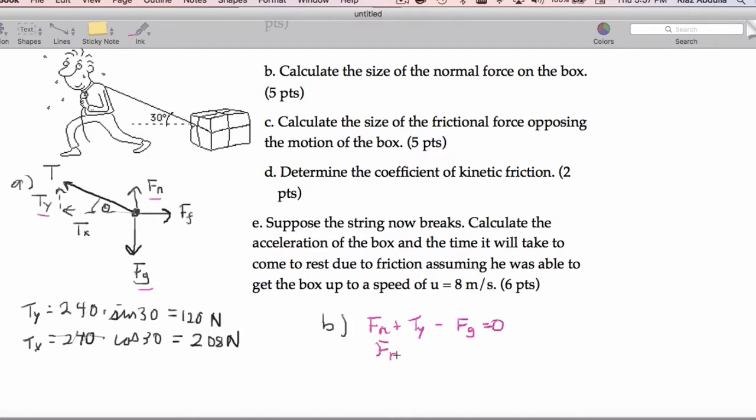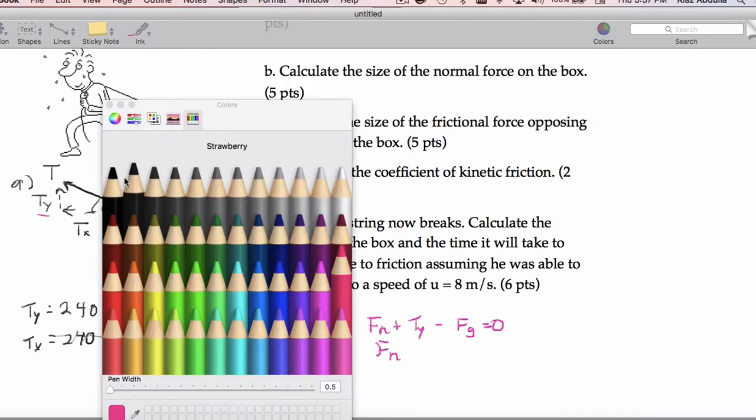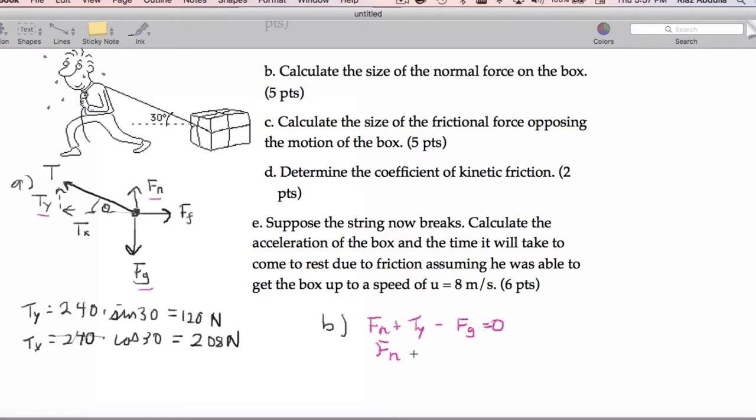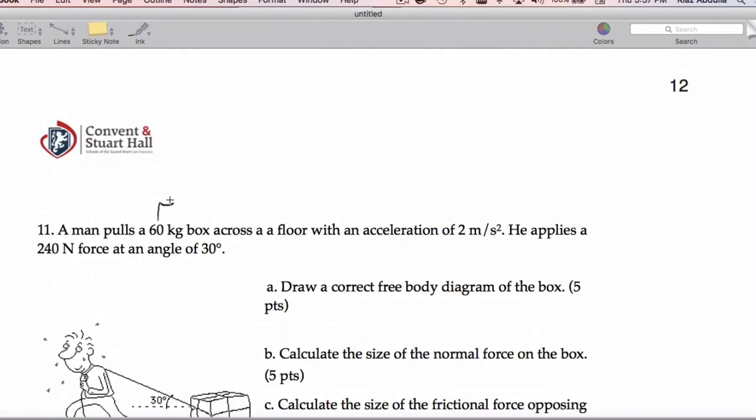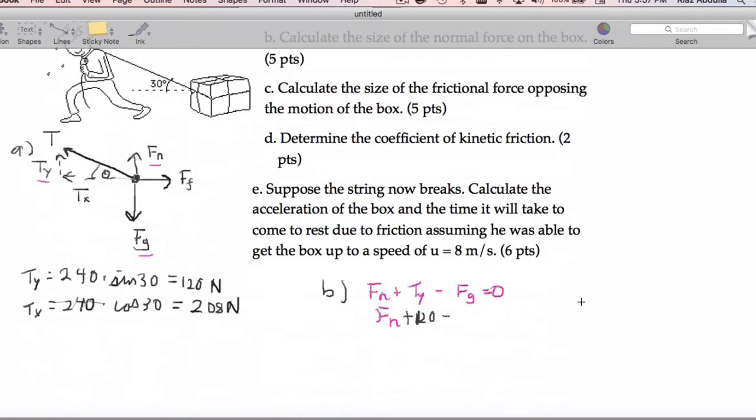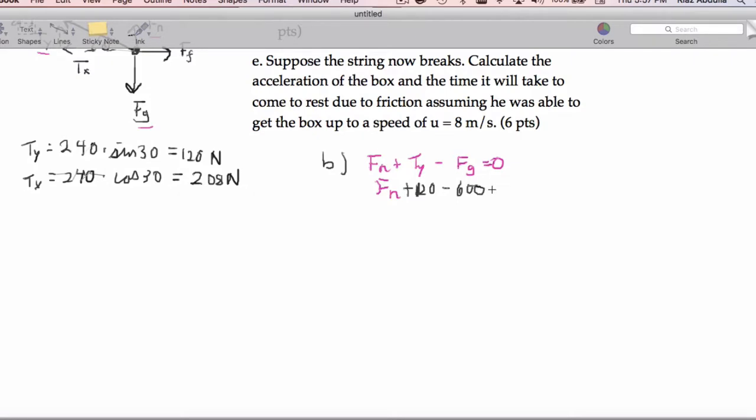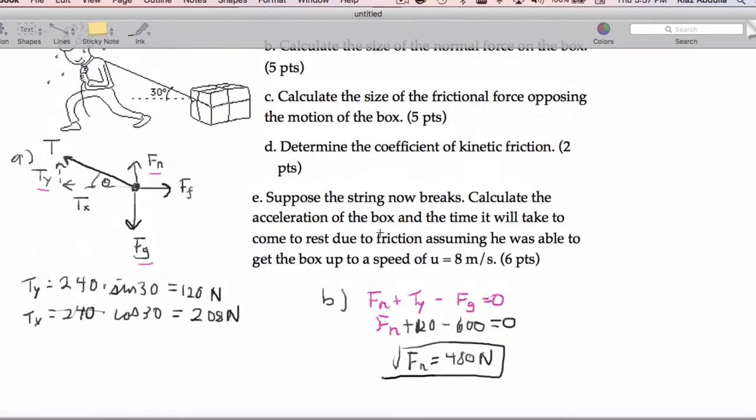Continuing, we're going to say that Fn plus 120 minus the gravity force, or the weight, which we can calculate as 60 times 10. So let's just be clear that Fg is in fact 600 newtons. And those forces balance. So finally, we're going to get a normal force value of 480 newtons. Excellent. Now, for part C, we want to go ahead and calculate the friction force opposing the motion of the box.